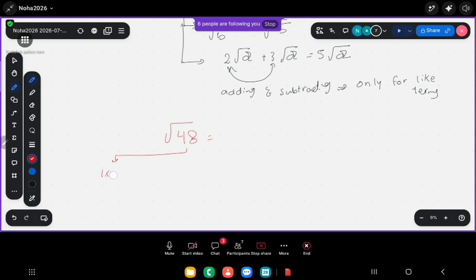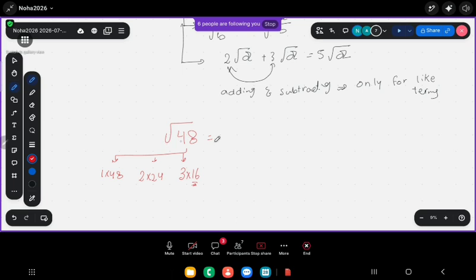Maybe 1 multiply 48? Oops, it will be very big. No, I don't want it. Maybe 2 multiply 24? Maybe 3 multiplied 16? Stop here. Why can I stop here? Because 16 is a perfect square, and I'm looking for two numbers that, if I multiply them together, will give me 48. But on one condition: one of these two numbers must be a perfect square to simplify my number.